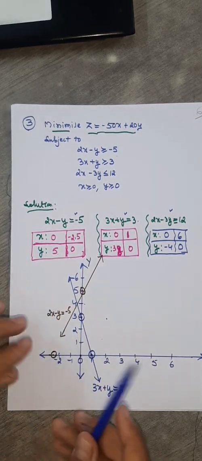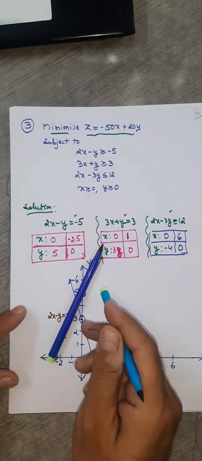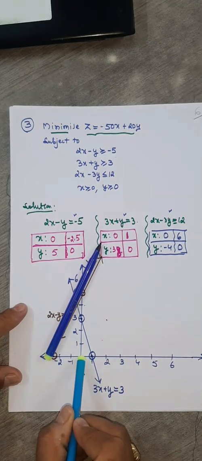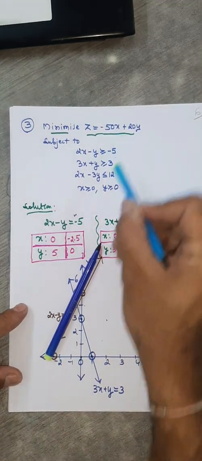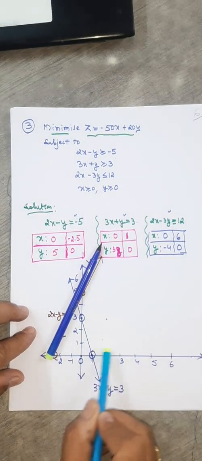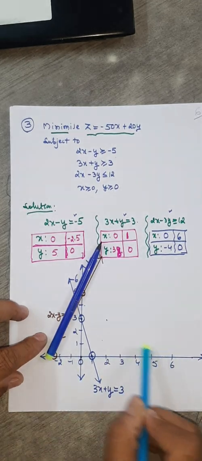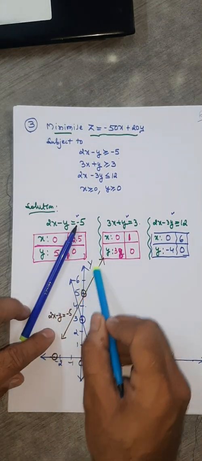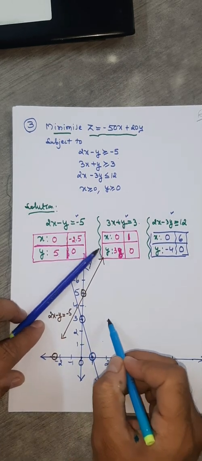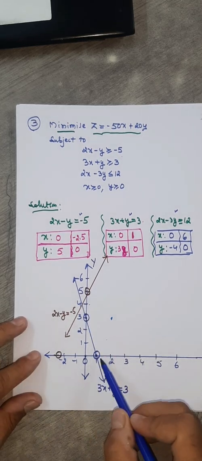Are you getting me? This line divides the plane into two parts, one is this part and the other one is this part. I have chosen 0, 0. It satisfies the first inequality. Therefore, the region that contains 0, 0 is this region. But we are not interested in this. We are interested in the first quadrant. So this is our region, bounded by this line, this much, remember. Right now I'll just put one dot because we want the common region.